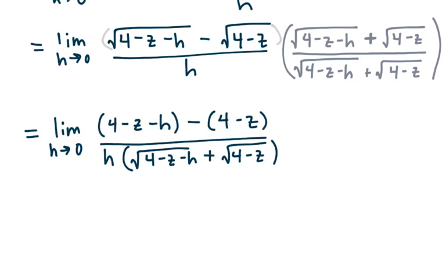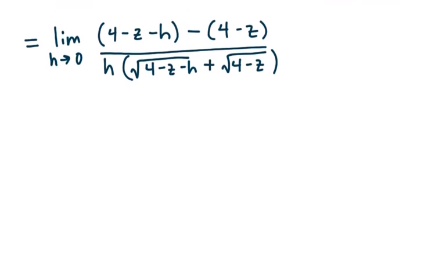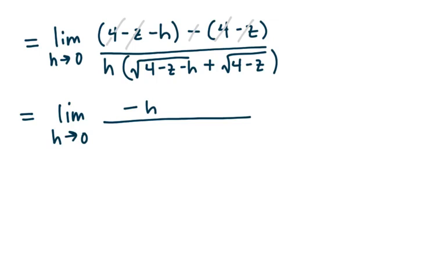All right, so looking at what we have in order to continue simplifying, 4 minus 4 is going to go away, and negative z minus negative z, that's plus z. This leaves me with the limit as h approaches 0 of negative h over h times the square root of 4 minus z minus h plus the square root of 4 minus z.